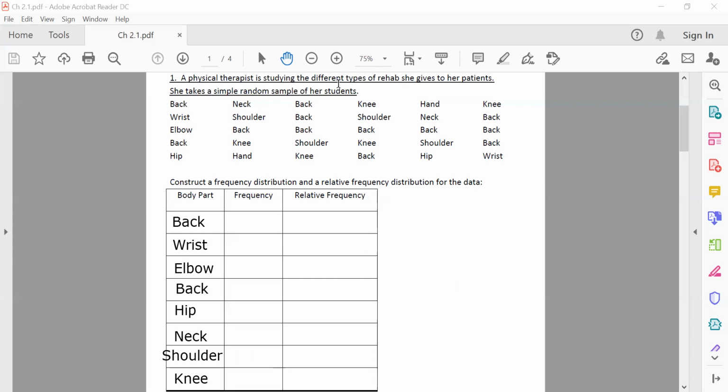Okay, so those seem to be the different types of body parts that the physical therapist's patients are having issues with. So now what we need to do is just go in there and get some counts. We need to count up the number of times back occurred. So let's see, 1, 2, 3, 4, 5, 6, 7, 8, 9, 10, 11, 12. It looks like there are 12 instances of the back.